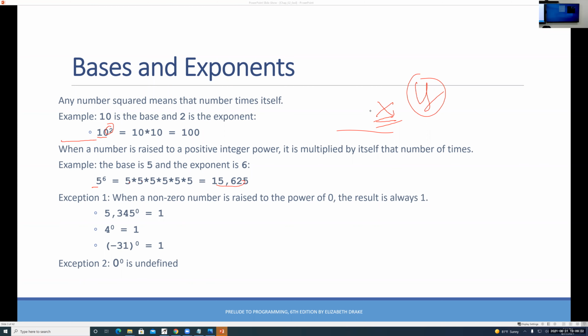You have this value here, right? So you have exceptions here, actually you have 2 exceptions. The first one, whenever you have a non-zero number, when you raise it to the power 0, the result is always number 1. Whatever number it is, when you raise to 0, you always have number 1 if it is a non-zero number. And the second one, you have 0 raised to power 0, it is undefined. Right? Those are the 2 rules you have to remember.